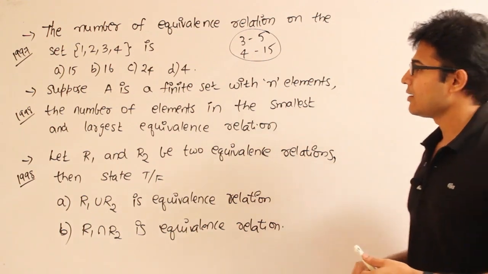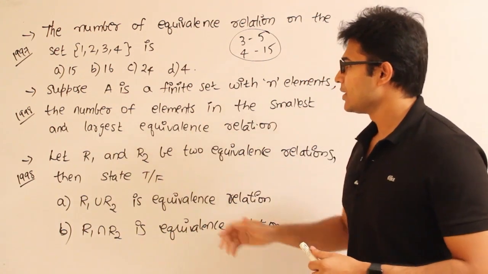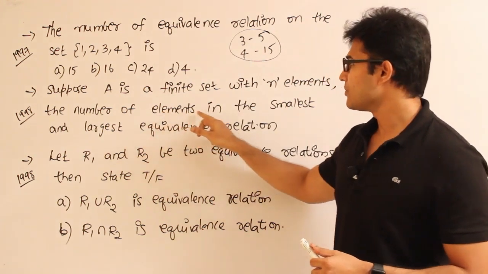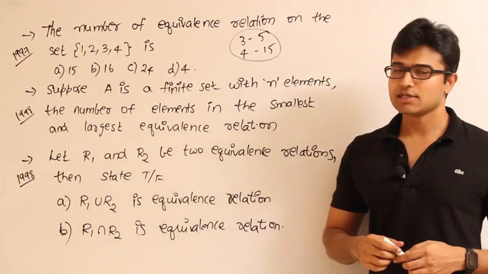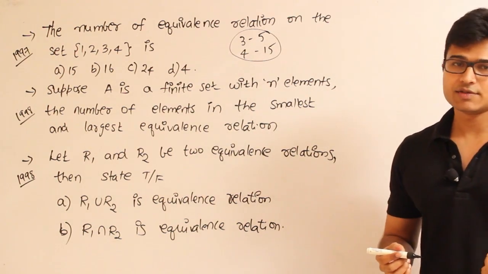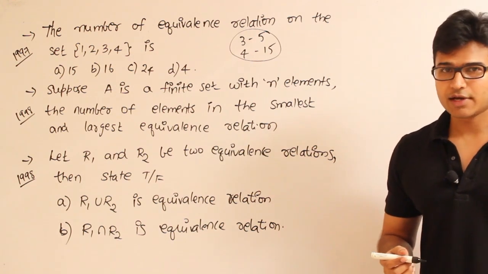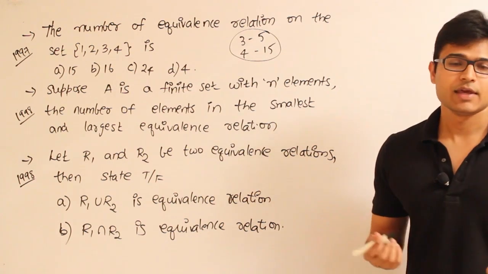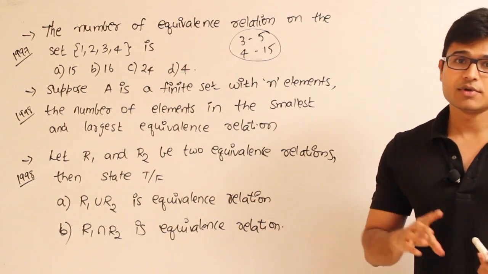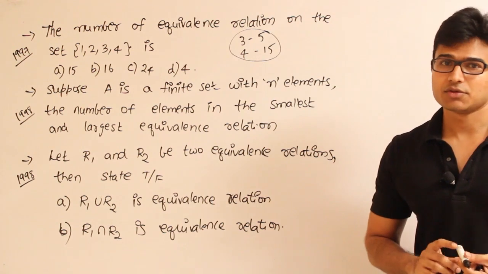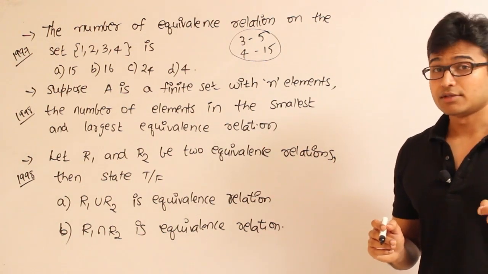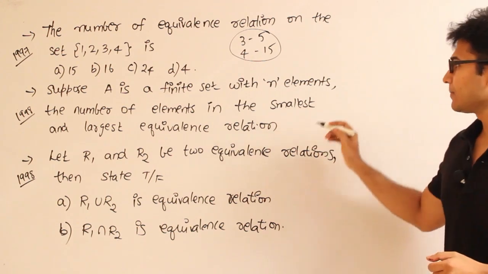Okay. And the next one is asked in GATE 1998. Suppose capital A is a finite set with n elements, then the number of elements in the smallest and largest equivalence relation is. We already know that if a relation has to be equivalence, it has to be reflexive, and the smallest reflexive will contain n elements. And if you put all the diagonal elements in a set, then it is going to be reflexive, symmetric, as well as transitive. We have already seen it, right?